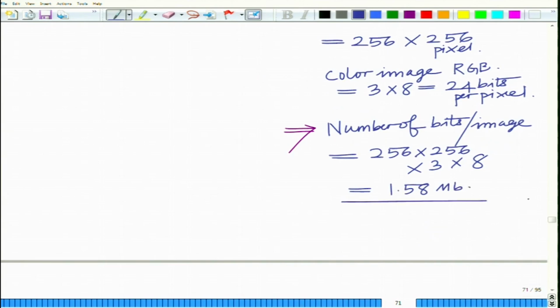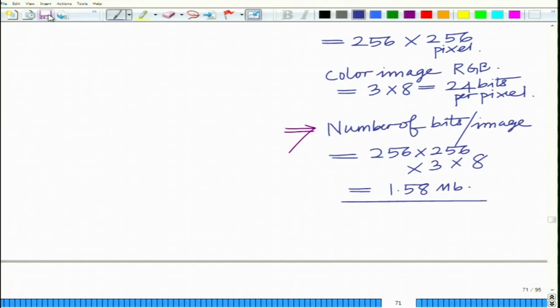1.58 MB. So if you just look at the raw image, the number of bits required to store it, for a simple 256 by 256 image, is about that. Of course, images nowadays have much higher resolution, but let us consider a simple example, with 1 byte for each of the 3 RGB components, so 3 into 8 is 24 bits per pixel into 256 into 256, which gives you 1.58 MB.